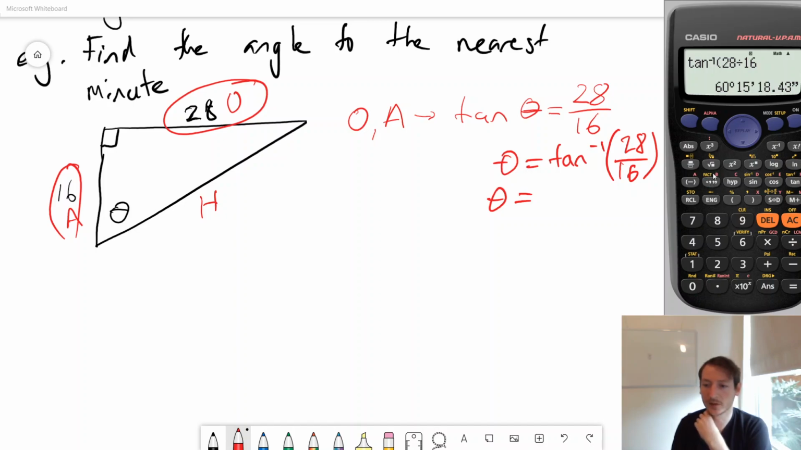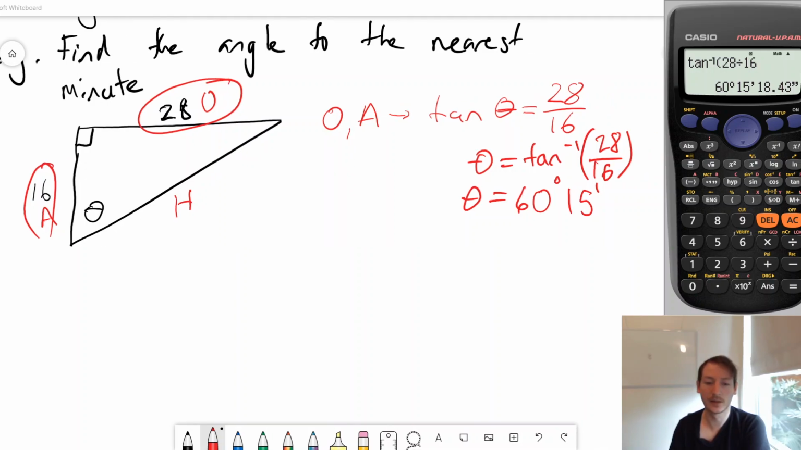So I'll press this button. 60 degrees, 15 minutes, and 18. Well, 18 is going to round down and get me 60 degrees, 15 minutes, because 18 seconds isn't over half a minute. It's slightly less.